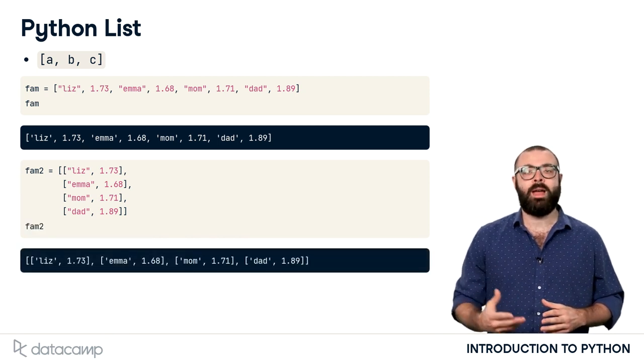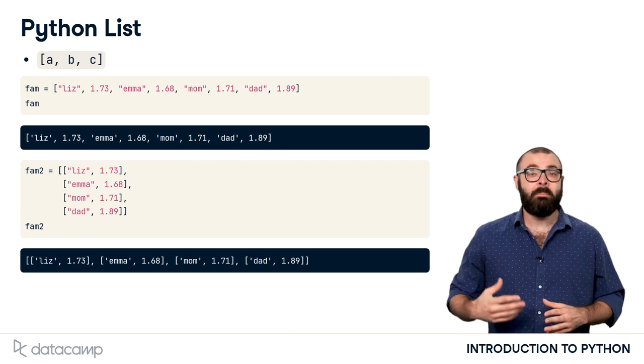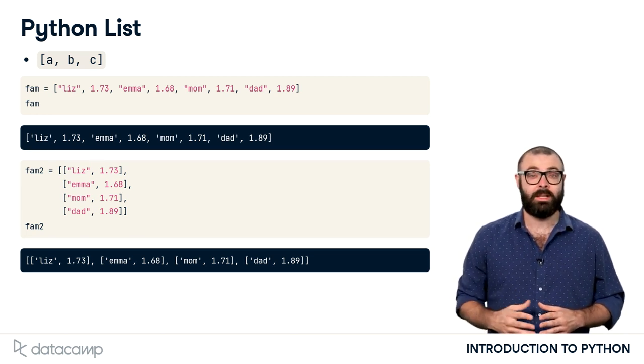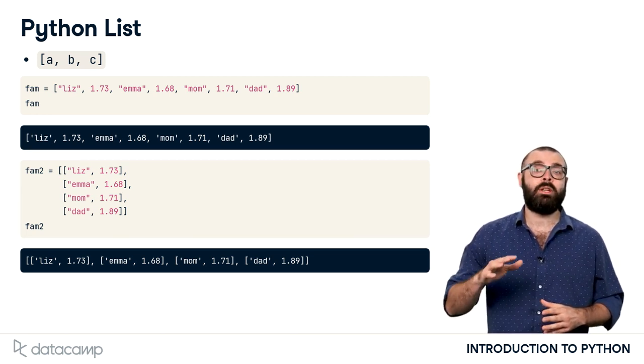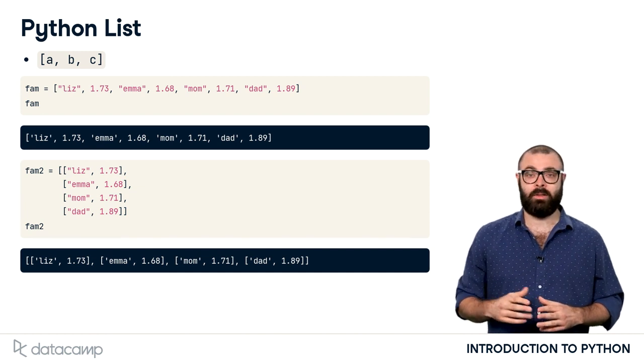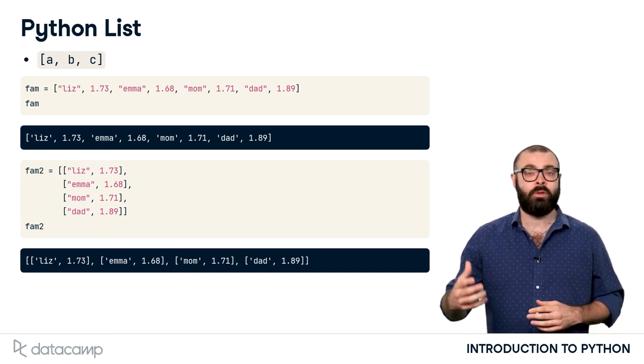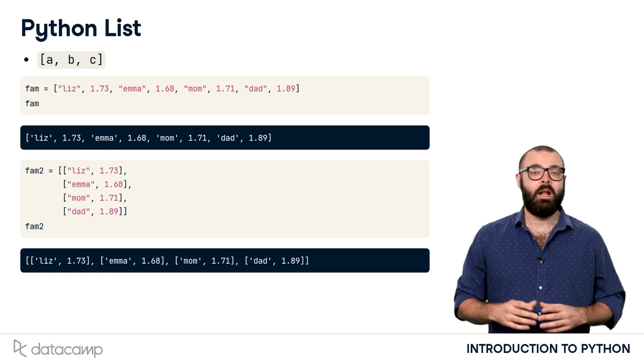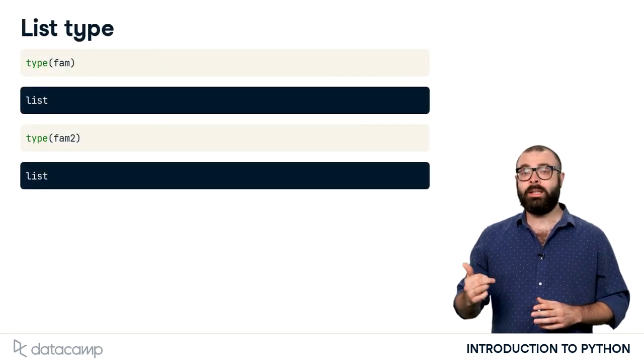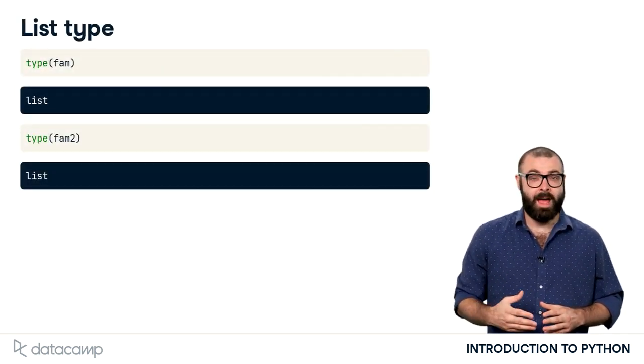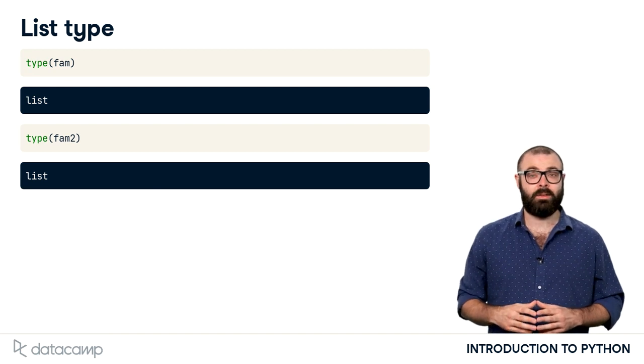If you now print out fam2, you see that we have a list of lists. The main list contains 4 sublists. We're dealing with a new Python type here, next to the strings, booleans, integers, and floats you already know about: the list. These calls show that both fam and fam2 are lists.